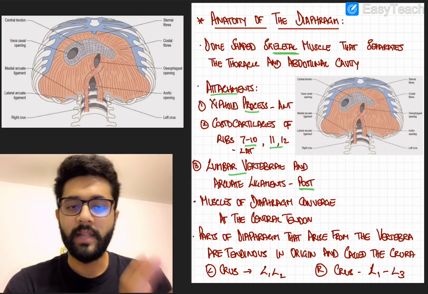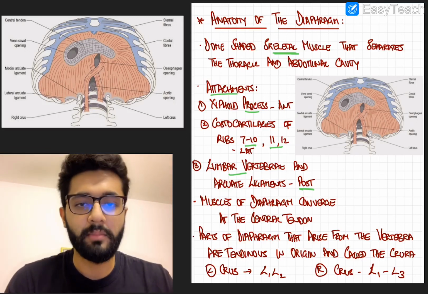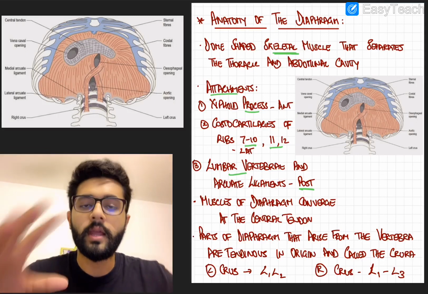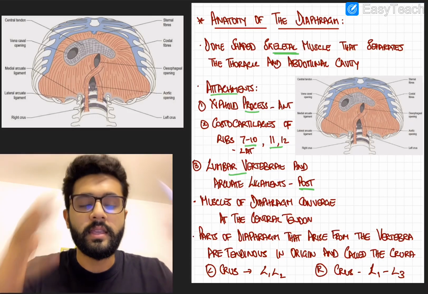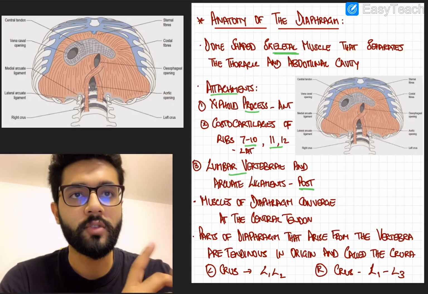Then let's talk about the parts of the diaphragm. The diaphragm has a central tendinous portion, the muscular portion, and the crura of the diaphragm. Now I'll show you each of these in this diagram.